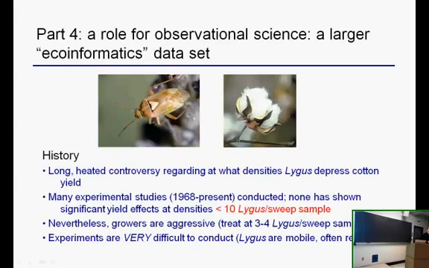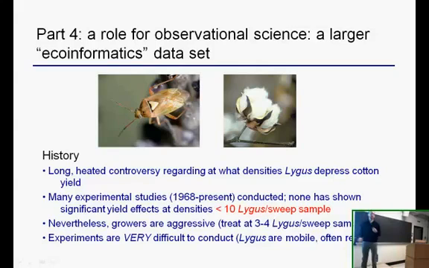Okay, last part. So here's an example of where a larger data set can play, I think, a particularly useful role. So this is the Ecoinformatics approach. Again, the focus here will be on the impact of ligas on cotton production. But now we're going to focus directly on the effect of ligas on yield. And let me set this question up again with a little bit of history.